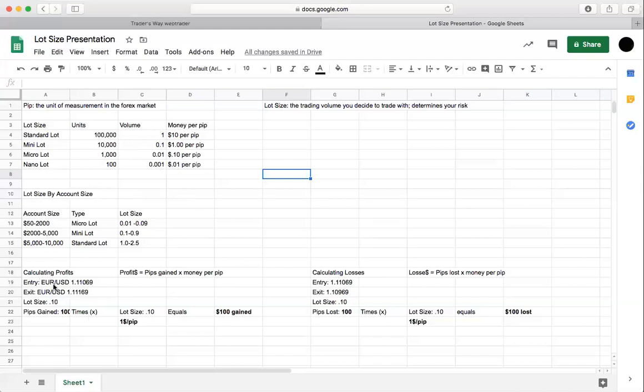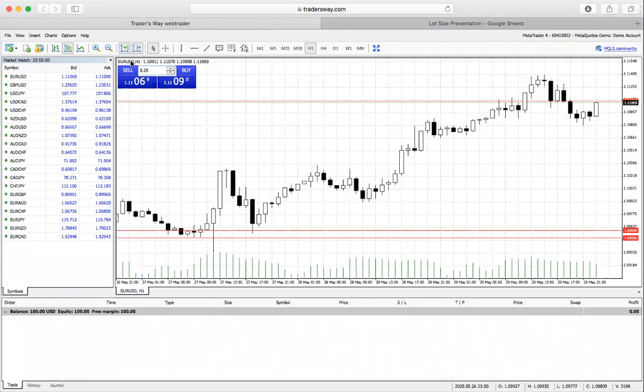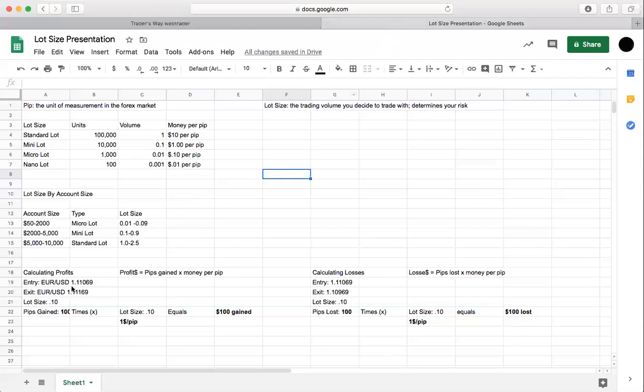So let's say we're looking at Euro USD, which is this chart here. And let's say we entered our trade, right? We hit buy at 1.11069 and we let the market run and we got out or exited our trade at 1.11169. We would have to calculate how many pips we gained. In order to do that, you just take the larger number or the exit and you subtract it by your entry. And you would find that we would have gained 100 pips.